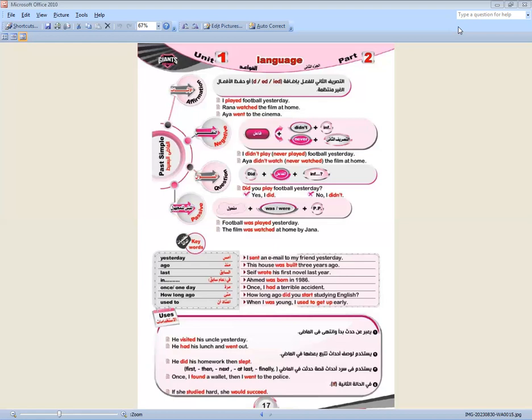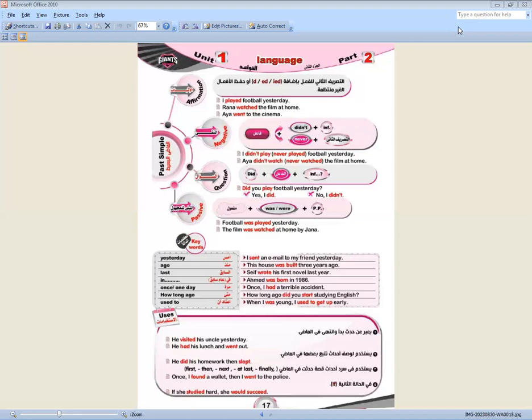How can we change the past simple into passive, or how can we form the passive from the past simple? We start first with the object, as you know, then we will use was or were plus the past participle, which is the third form of the verb. Like, football was played yesterday, the film was watched at home by John.